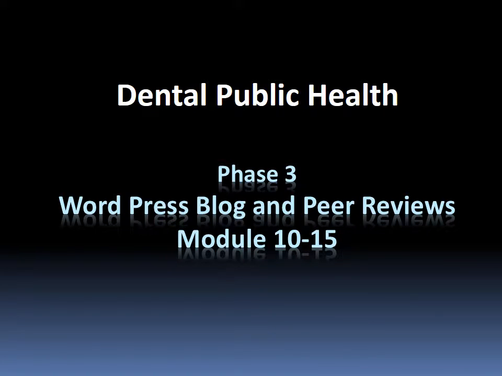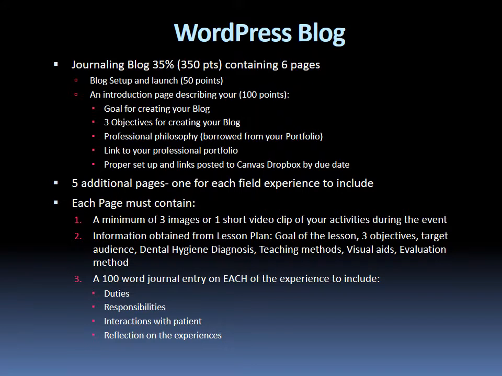Phase 3 of your public health course will be creating a WordPress blog and conducting 2 peer reviews. This will go through module 10 through 15 of the course schedule. The last part of your assignment is your WordPress blog. This is a journaling blog that will constitute 35% of your grade. There will be points for proper setup and launching, and the development of your introduction page, which will be describing your goal and your objectives for creating the blog.